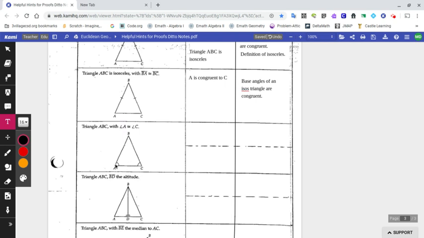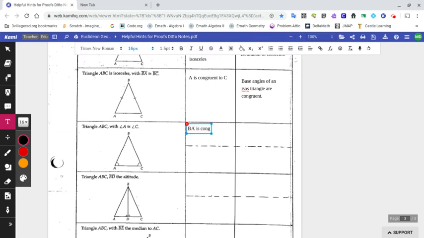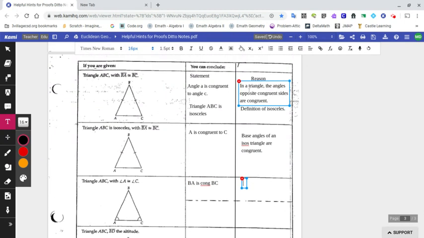So we can basically say the converse. This is going to tell me now that BA is congruent to BC. I'm just going to start abbreviating. Now I'm going to say basically the converse of what I said up here. Up here I said in a triangle the angles opposite congruent sides are congruent because I knew the sides were congruent and I stated the angles were. Down here I know the angles are congruent, so I can say the sides are.